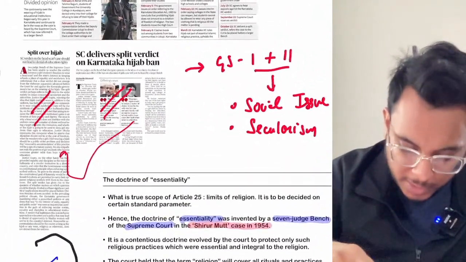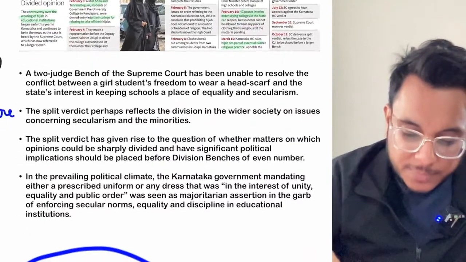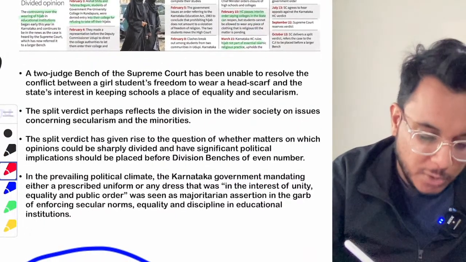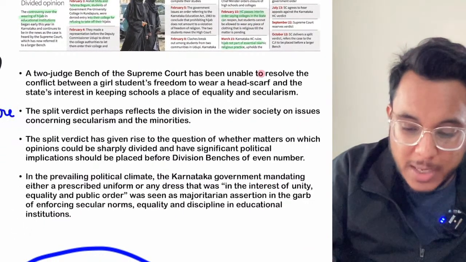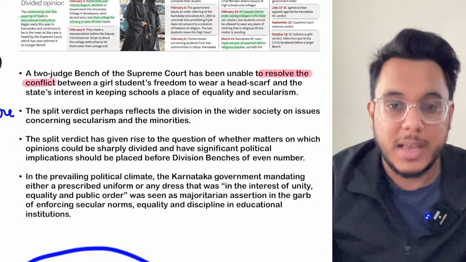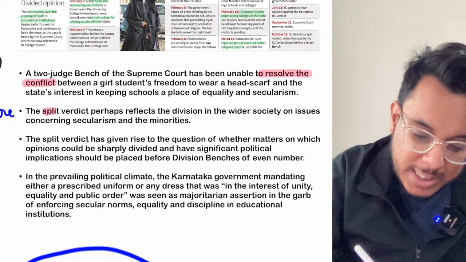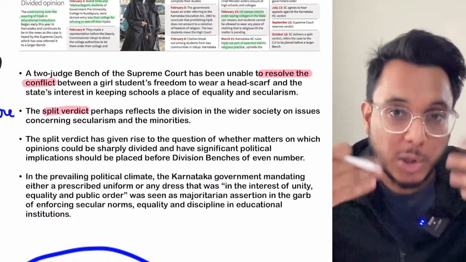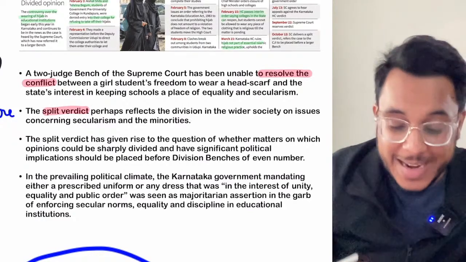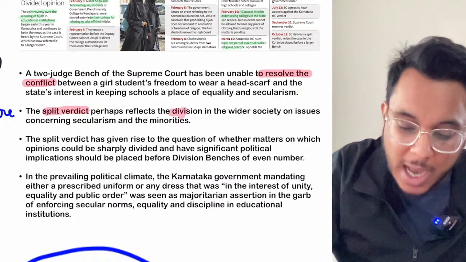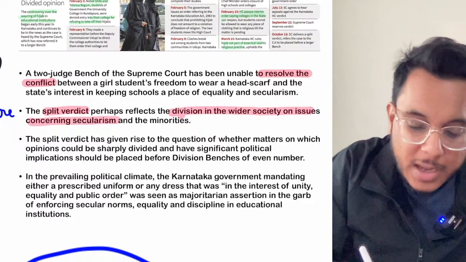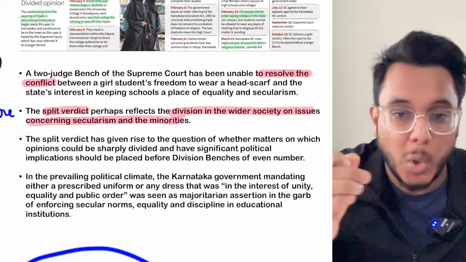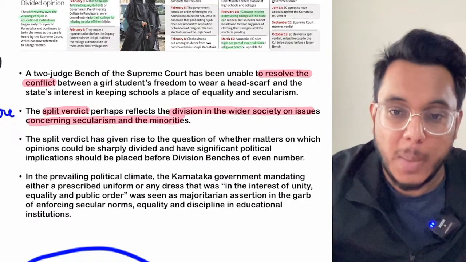So what has the Supreme Court decision come out as? Actually, the two judge bench of the Supreme Court has not been able to resolve this conflict. The Supreme Court has given a split verdict. Split verdict means that both the judges have given opposite verdicts. It shows how deep the division is in society on the matter of secularism and on the matter of minorities. Is it clear or not?